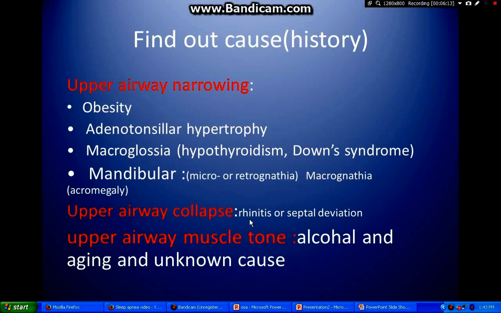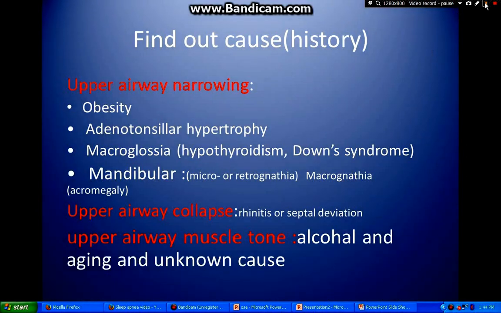Other is upper airway collapse. It can be rhinitis or septal deviation that leads to extra effort by the patient, and that leads to upper airway collapse. Third is upper airway muscle tone, which is decreased, and it happens normally, but it happens quite markedly if the patient is taking alcohol or smoking. Also, it is related to age. So obstructive sleep apnea is more common in elderly people, and alcohol is one thing. But unfortunately, in the majority of patients, we don't know the cause. We say that it's an unknown cause.